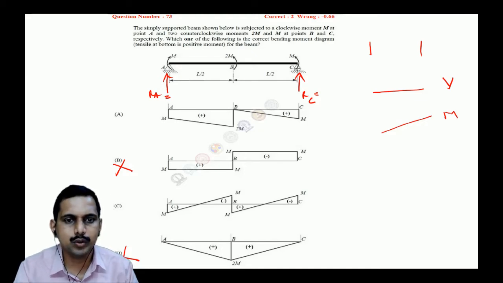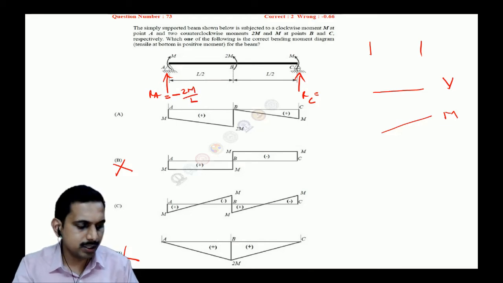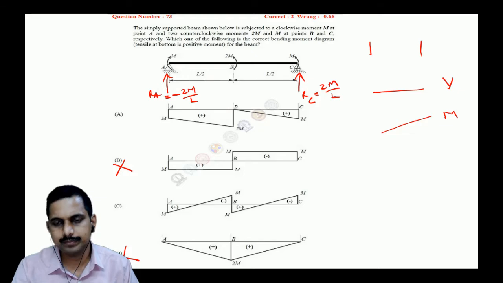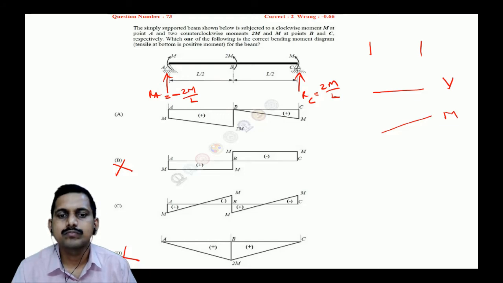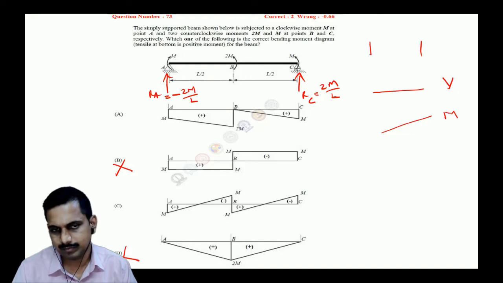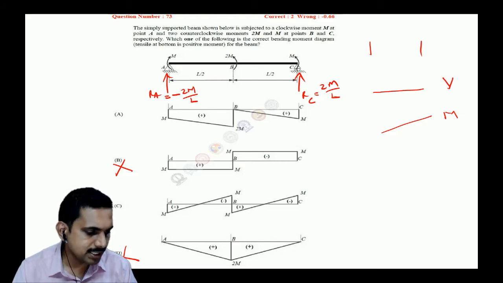RA is equal to, what I got is minus 2M by L, correct? And RC I got it as 2M by L. Am I correct, students? Yes, I think it should be the other way around. Because if you see the moment diagram, it should increase the bending moment. If you put RA as minus, then it should decrease, right? Correct. So RA is not proper.